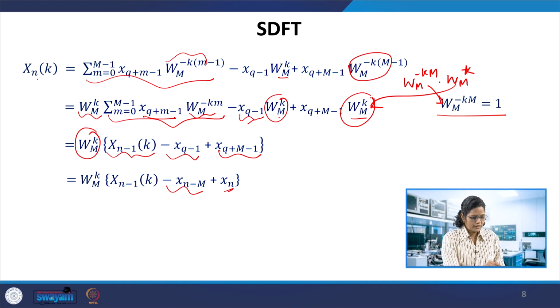So yes, the current instant DFT can be computed from the previous instant DFT by subtracting one sample and adding the other sample, and then multiplying by w m k, which adjusts the phase shift e power j 2 pi by m, to the power k. It depends on k and would vary, and only one sample we are varying, so this is the phase shift parameter. So this equation corresponds to the sliding DFT equation.